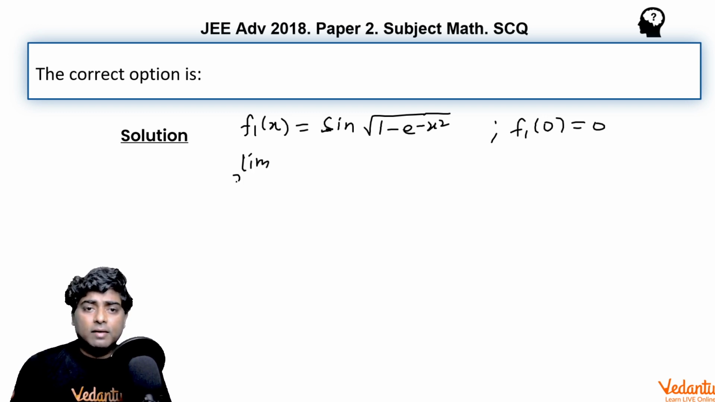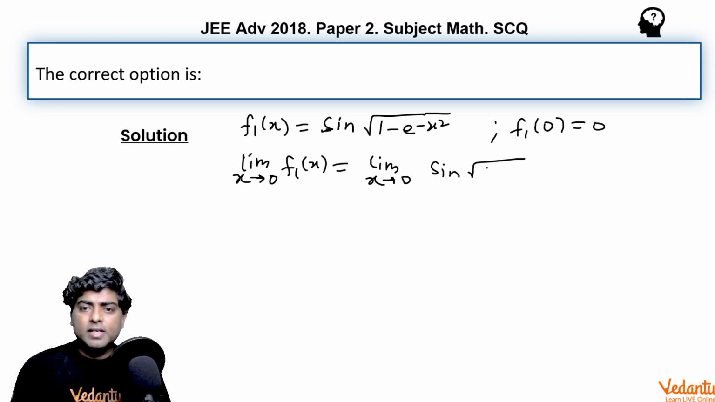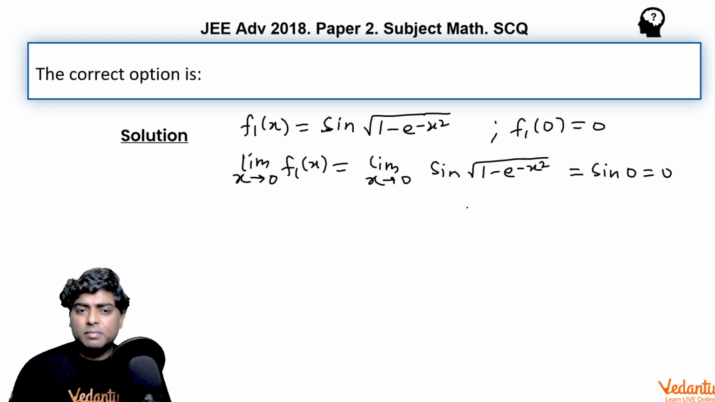For that we'll have to check the limit of f1(x), and obviously there is no issue, there is no indeterminate form here. I am getting directly sine of 0, so it is 0. So the limit exists and is equal to the value of the function. Function f1(x) is continuous. Now we'll have to check the differentiability of f1(x) at x equal to 0.